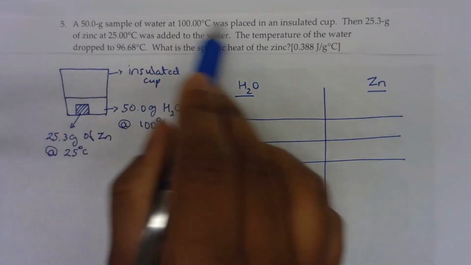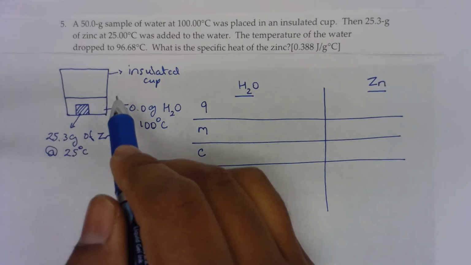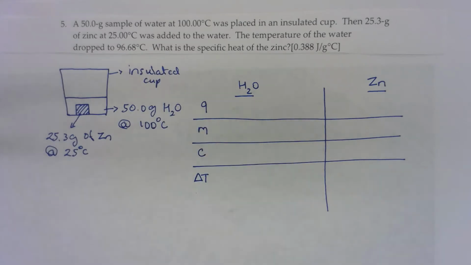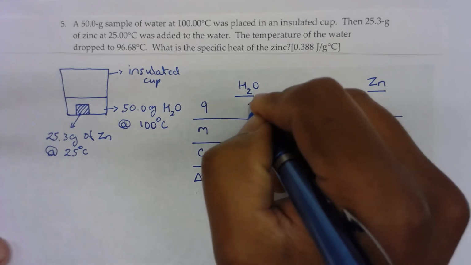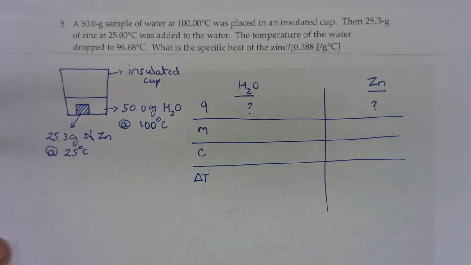Now, in this problem, do you see a joule number given anywhere? Do you see the unit capital J anywhere? No. Which means, do I know my Q? I do not. So I put a question mark for both of them because I don't know.